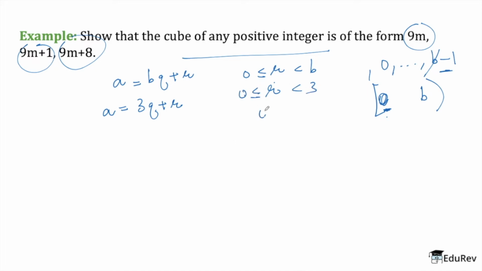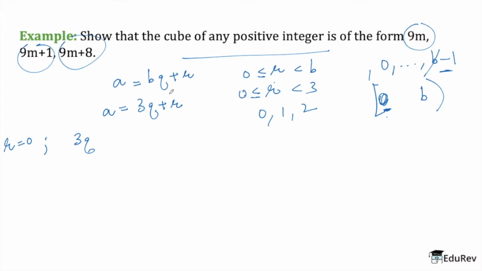So r can be what? R can be either 0, 1 or 2. So I'm going to substitute the value of r one by one and see what my result can be. So let's suppose r is 0. If r is 0, then my number a is going to be what? 3q. Now my number is what?